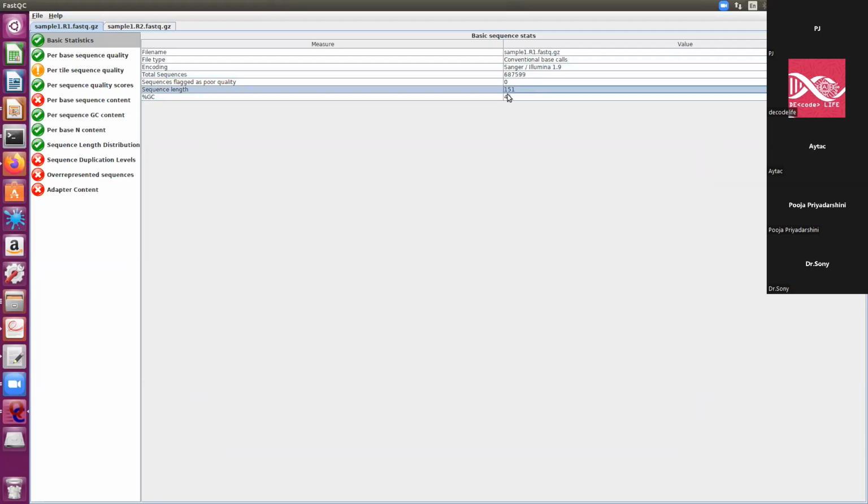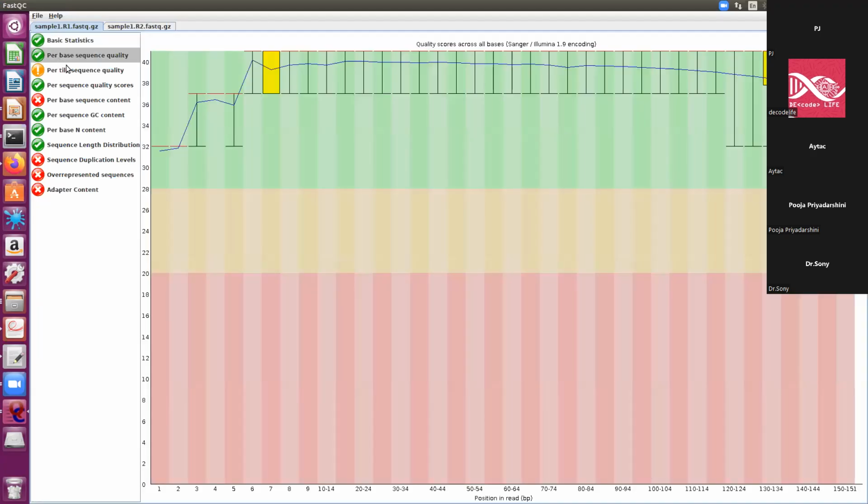So it is okay. That's why a green tick is shown by FastQC. Then comes the quality of your sequence. The quality is measured by Q30. I feel all of you must be knowing Q30 is a Phred score, what we call.